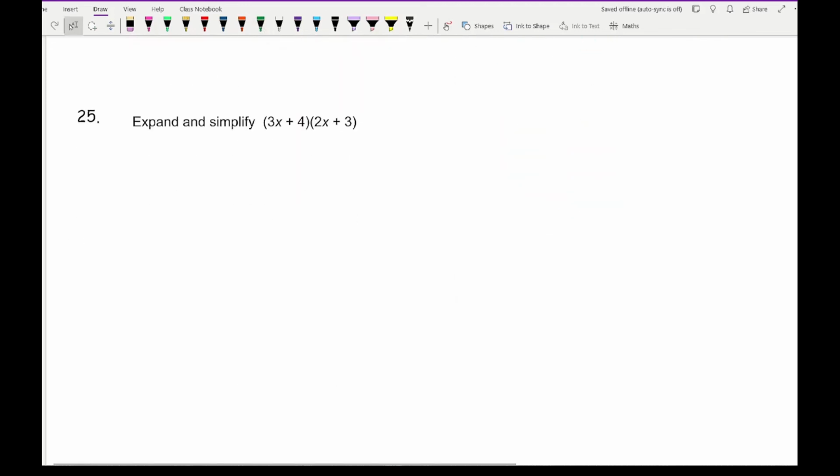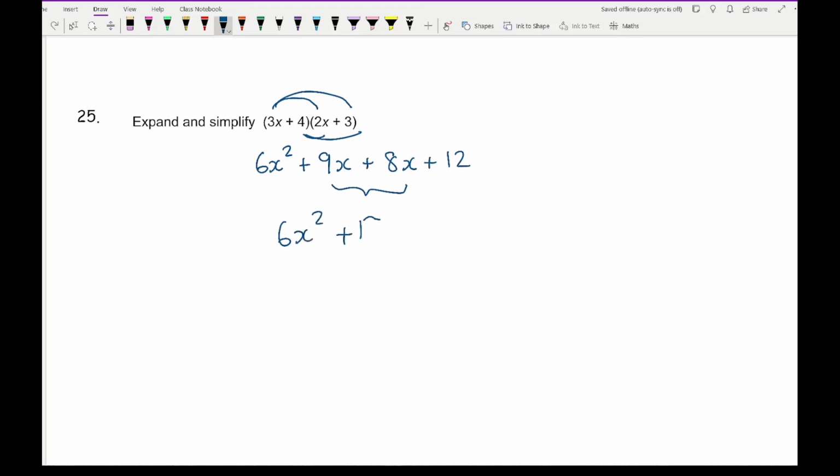Moving on to question 25. So here we're just expanding the brackets. So again, always remember the loops. So here I've got 6x squared plus 9x plus 8x plus 12. And then it's just a case of joining the coefficients of x up. So I've got 6x squared plus 17x plus 12.